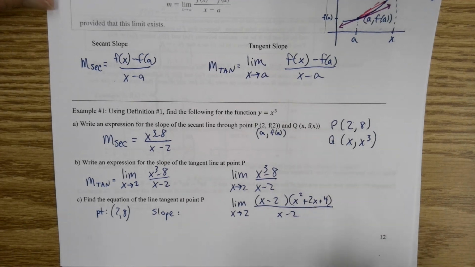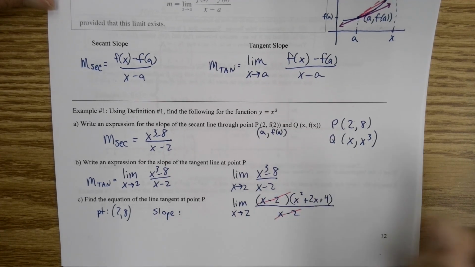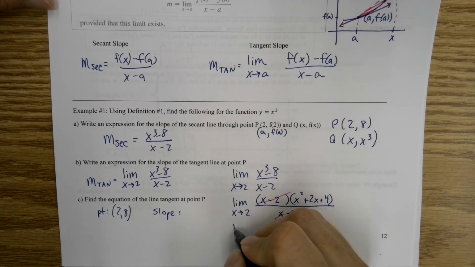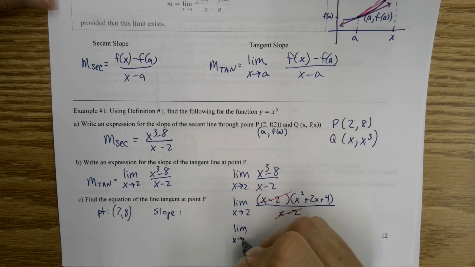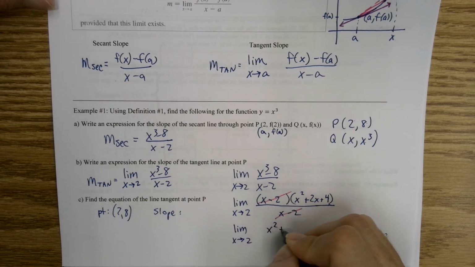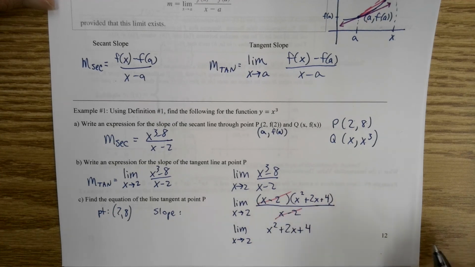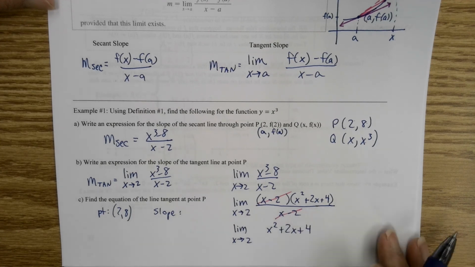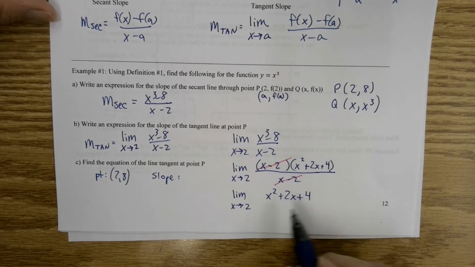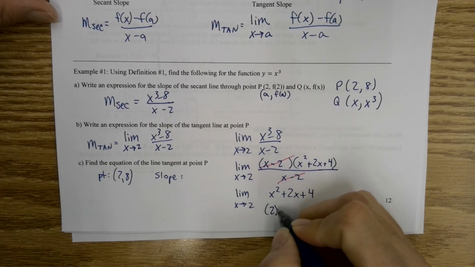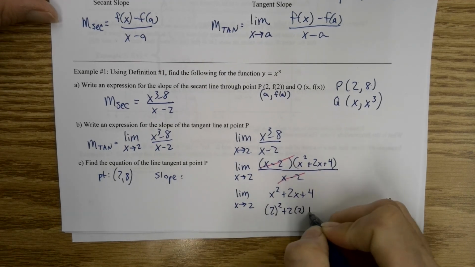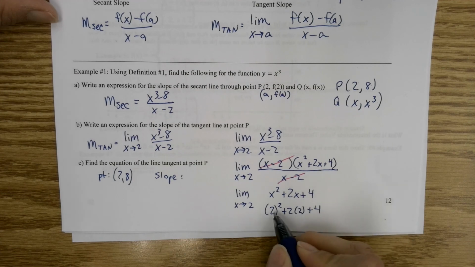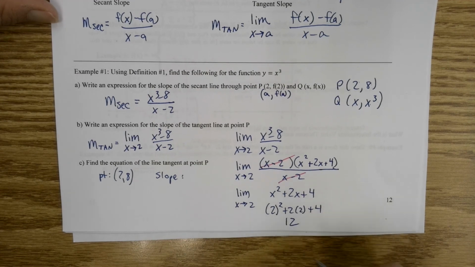And sure enough, what are we seeing happen? My x minus 2's are canceling. And I am left with the limit as x approaches 2 of x squared plus 2x plus 4. I've just eliminated the issue, which was when I substituted 2 in, I was getting a 0. So now I am ready to substitute 2 in. So 2 squared plus 2 times 2 plus 4. So 4 plus 4 plus 4 is 12.